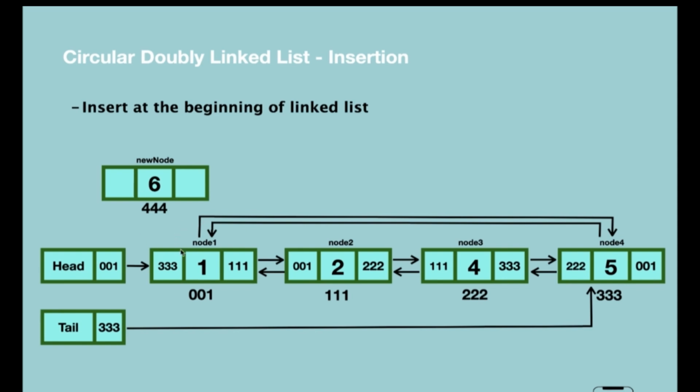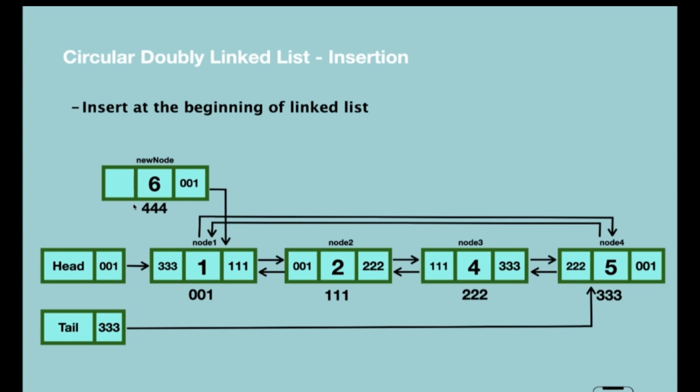To insert this node before node 1 over here, we need to update the next reference of this node to the physical location of node 1 here. We know that the physical location of node 1 over here is 001. So if we update the new node's next reference to 001, it will create a link between the new node and node 1 over here.